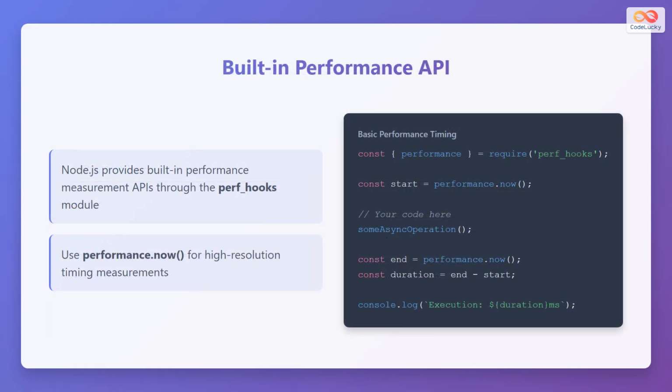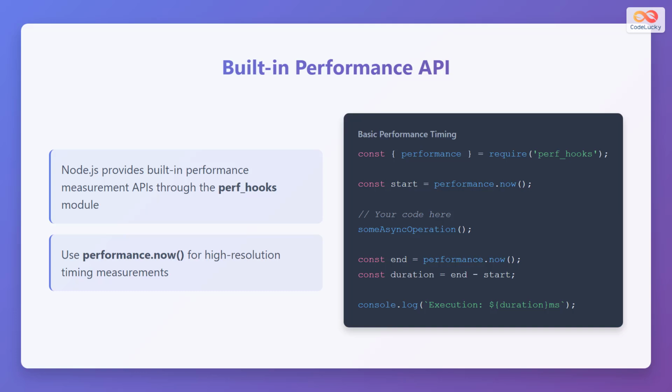Node.js provides built-in tools for performance measurement, primarily through the perf_hooks module. This module allows you to take high-resolution timing measurements, enabling precise performance analysis. You can use performance.now to get high-resolution timing measurements. Here's a basic example. First, require the performance from the perf_hooks module. Then record the start time using performance.now.